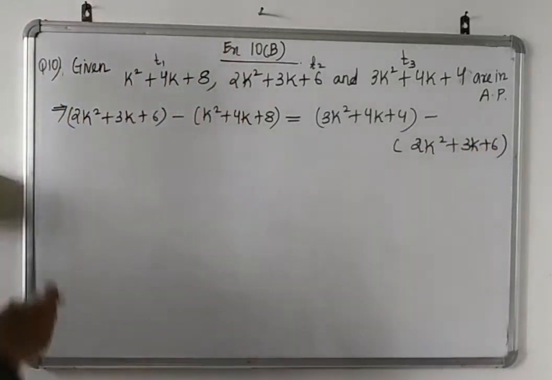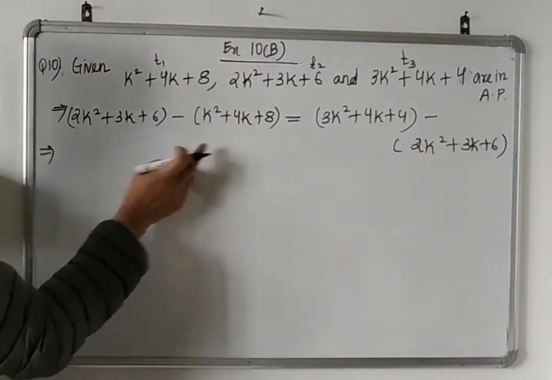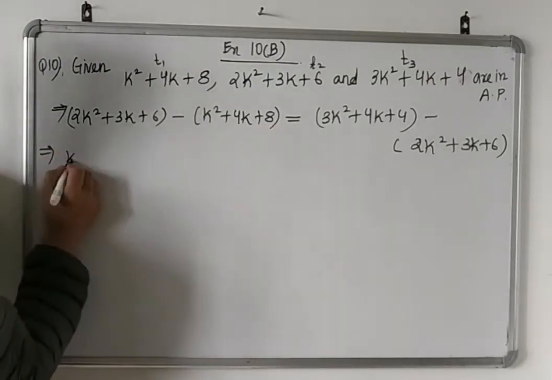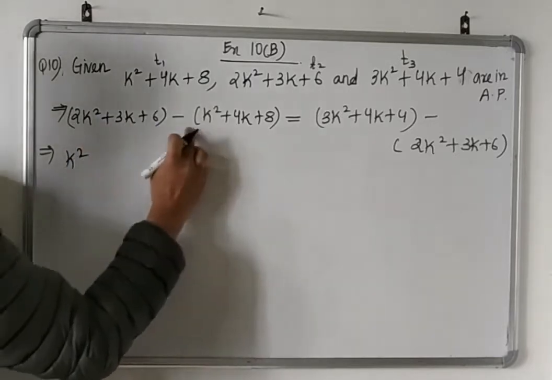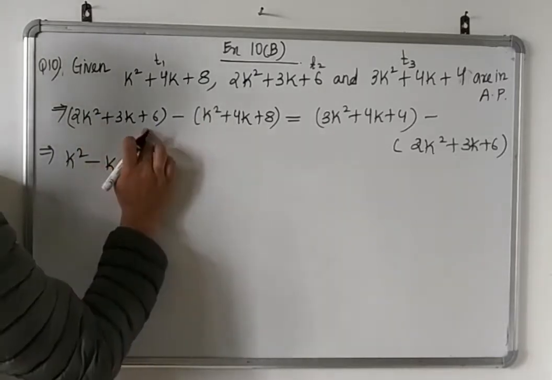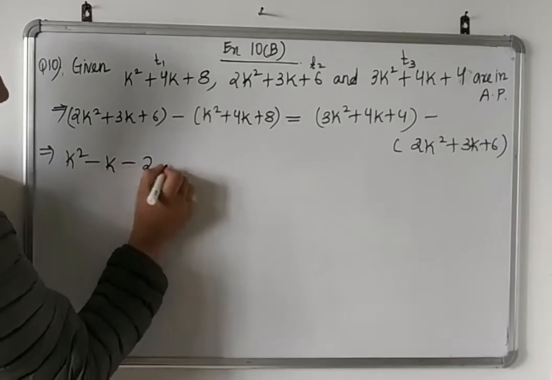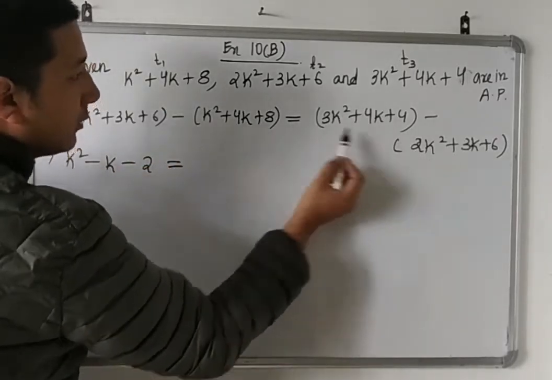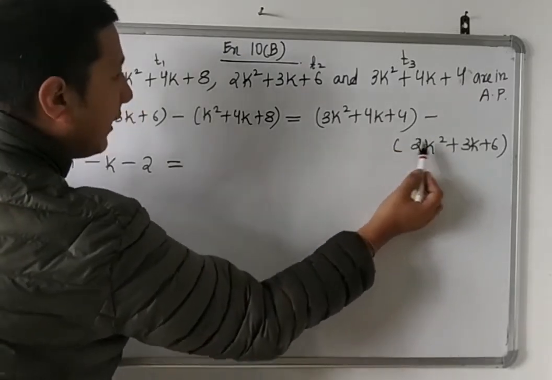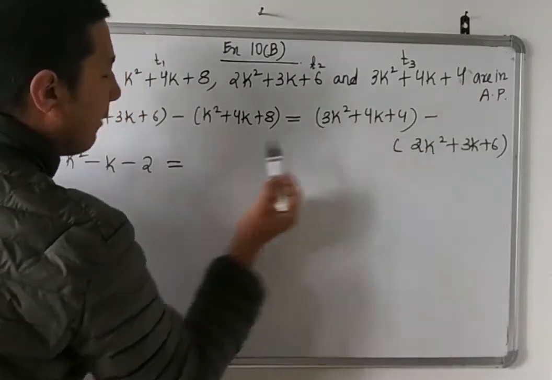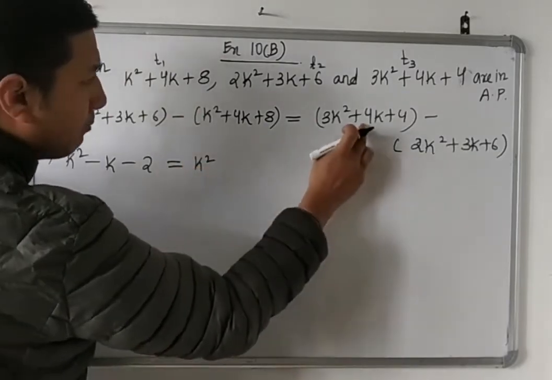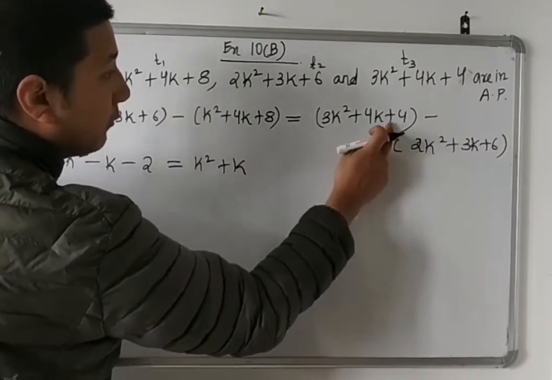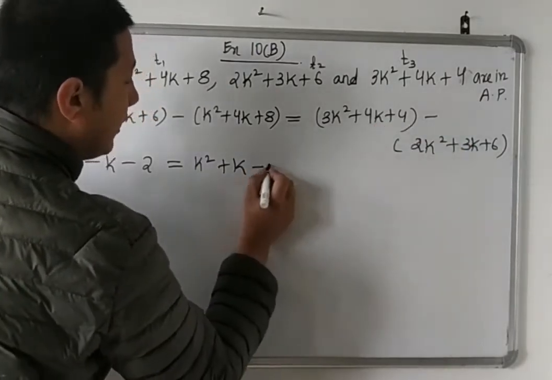So let's open the bracket now. When I open the bracket, then everything becomes minus out here. So 2k square minus k square will be k square, plus 3k minus 4k will be minus k, plus 6 minus 8 will be minus 2, which is equals to 3k square minus 2k square. Okay, because there's a minus sign, so this term will be minus, minus and minus. 3k square minus 2k square is k square, plus 4k minus 3k will be plus k, okay, and plus 4 minus 6 will be minus 2.